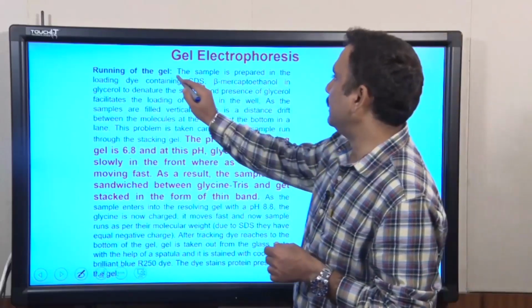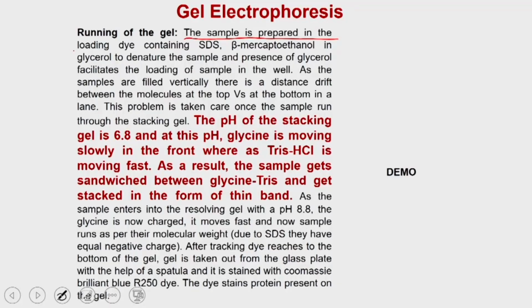How to run the gel? The sample is prepared in a loading dye containing SDS, beta mercaptoethanol and glycerol to denature the sample, and the presence of glycerol facilitates the loading of the sample in the well.